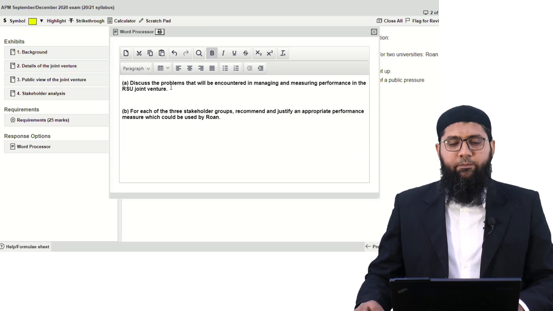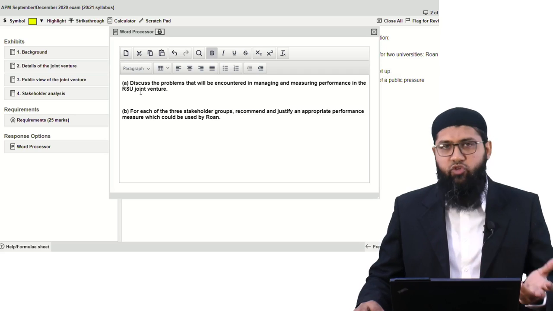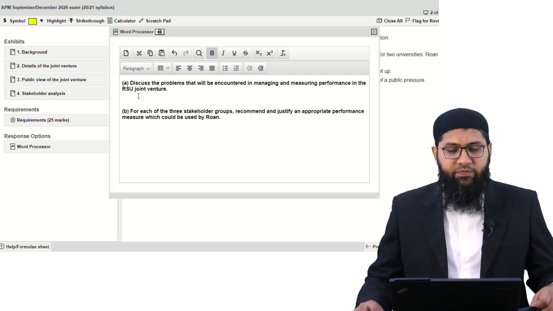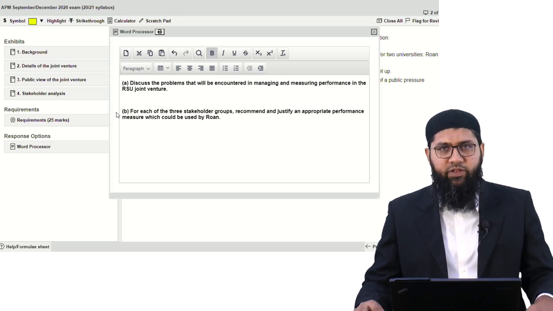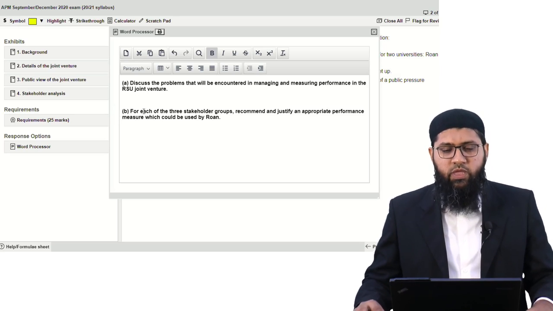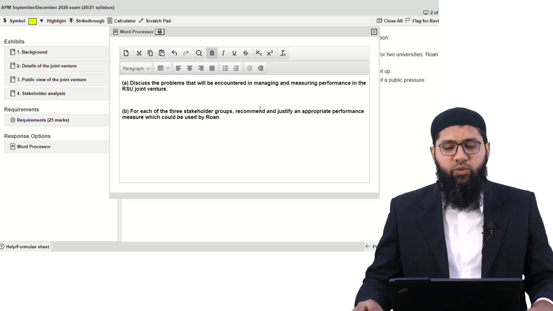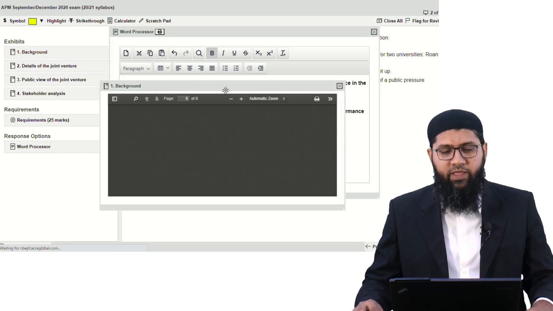So one of them is the problems that will be encountered in managing and measuring the performance in the RSU joint venture. So there is a joint venture which they have talked about. They're asking what exactly are going to be the problems that will arise with respect to that joint venture. For each of the 3 stakeholder groups, recommend and justify an appropriate performance measure which could be used by Roan. Now, let's just see.